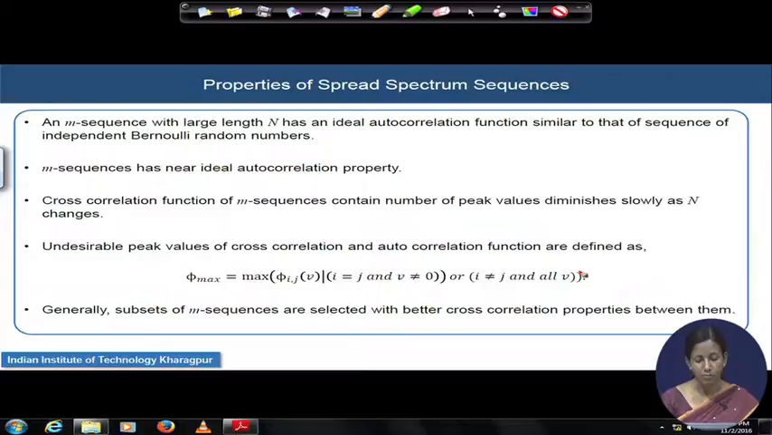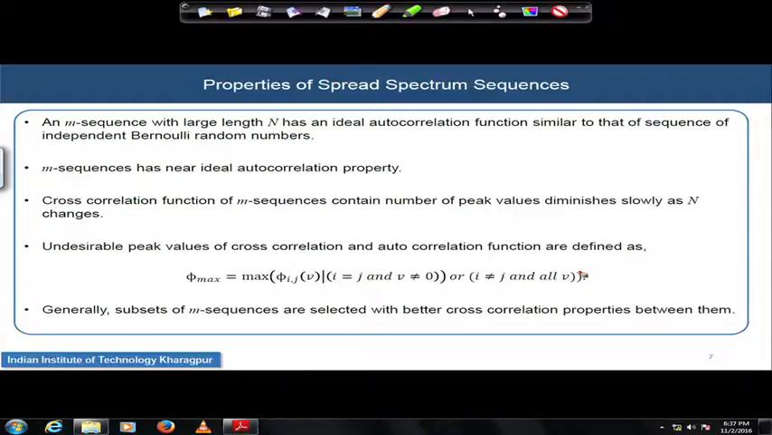Generally, the subsets of M sequences are selected in such a way that you always get the best autocorrelation and the best cross correlation property. ML sequences form a huge set, and you have the flexibility to choose a pair of good sequences such that you get a very high autocorrelation value, and the cross correlation goes almost close to 0.